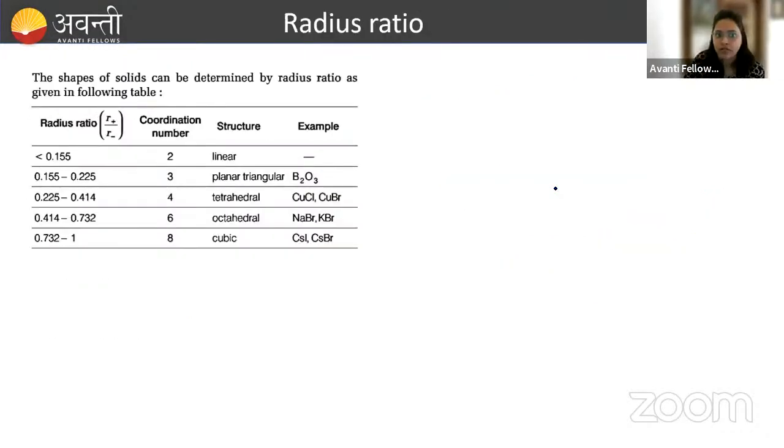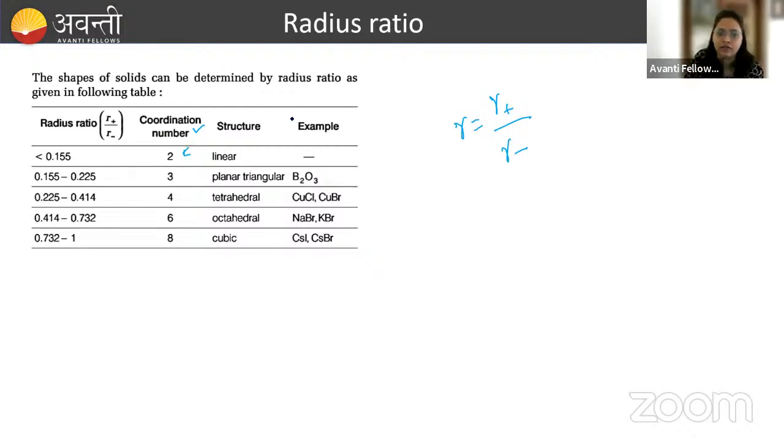Next, radius ratio. This is again very, very important. We can determine the shape of a given solid by determining its radius ratio. What is radius ratio? Radius ratio is the radius of the cation divided by the radius of the anion present in the given crystal lattice. If it is less than 0.155, then the coordination number of the given crystal is 2. Since the coordination number is 2, the structure will be linear.